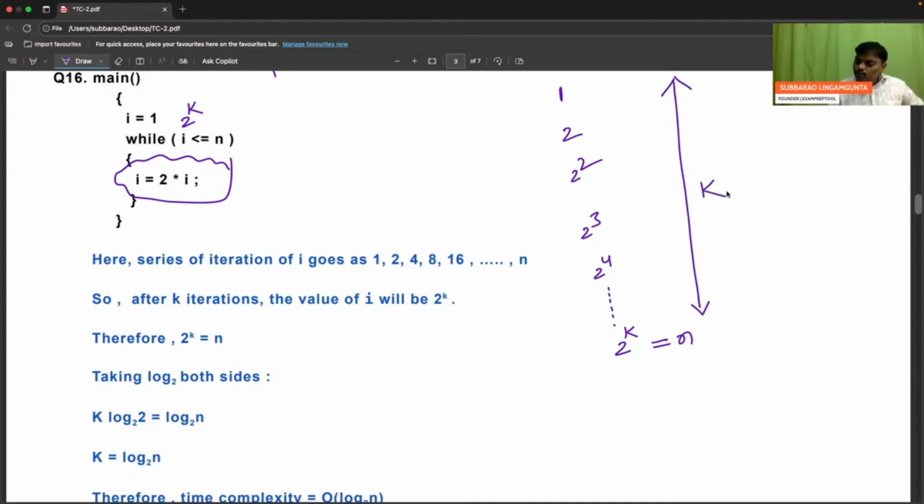If I do 1 time, 2 power 1. If I do 2 times, 2 square. If I do 3 times, 2 cube. If I do 4 times, 2 power 4. If I do k times, 2 power k. After doing k times, 2 power k becomes n.